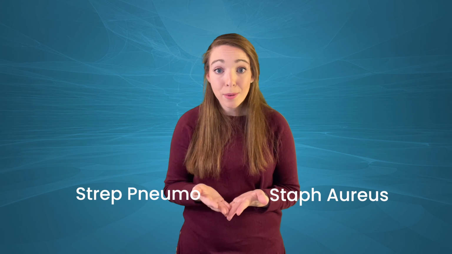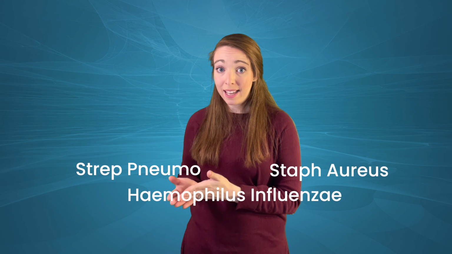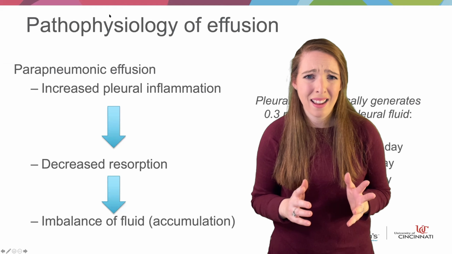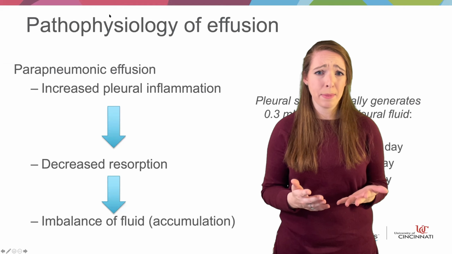There are some standard pathogens that we should consider as the most common. Those include Staph aureus, strep pneumo, and Haemophilus influenzae. When there is infection and inflammation from these bugs, things get a little out of whack. You get more fluid generated and decreased absorption, and so you get an imbalance of fluid and generation of compression in the pleural space.